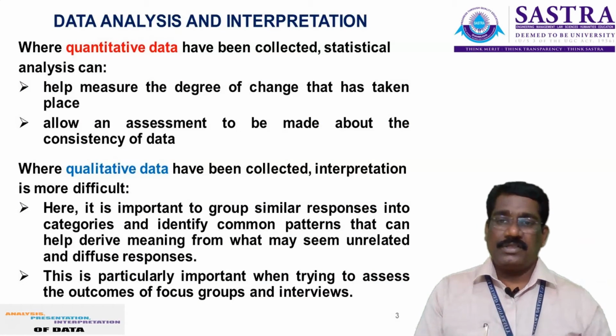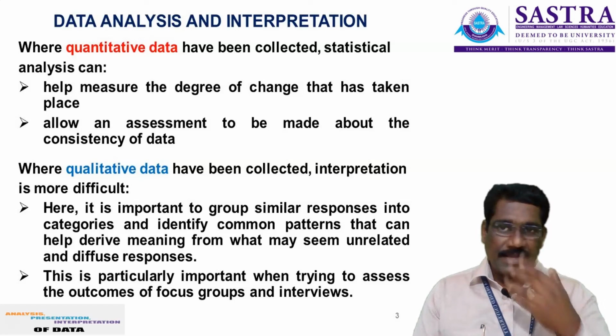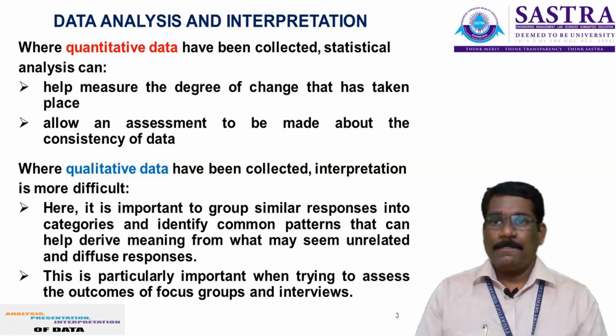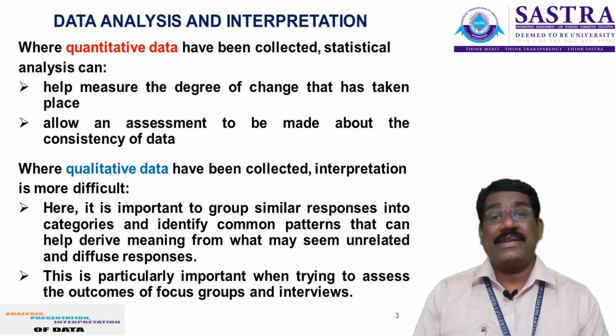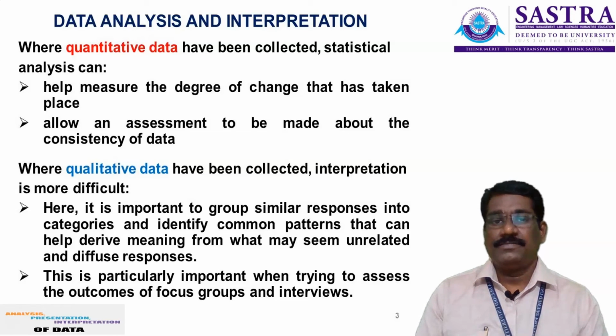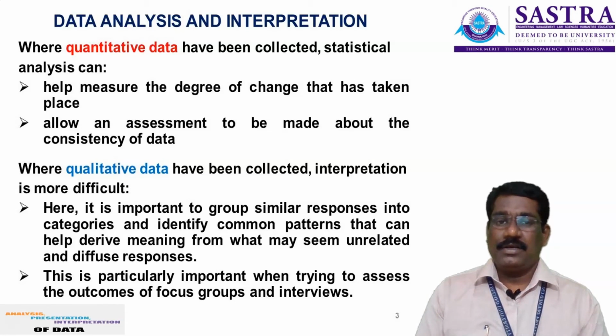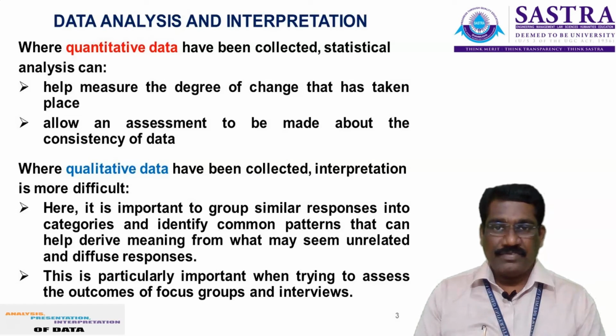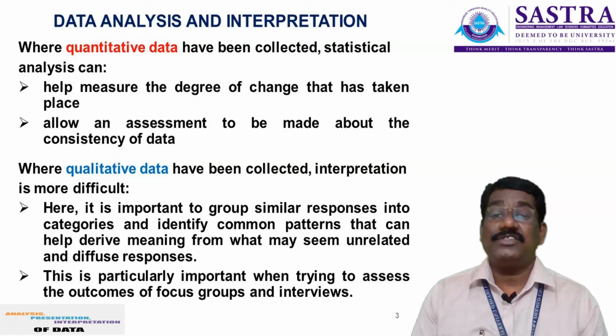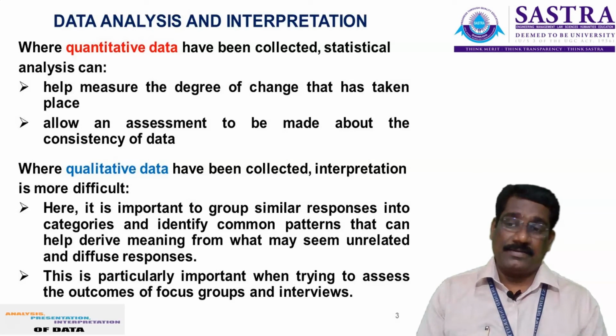When you talk about the next step in data analysis and interpretation, there are two kinds of data: quantitative data and qualitative data. Quantitative data have been collected and statistically analyzed, since they have numerical values. It helps to measure the degree of change that has taken place, and it also allows an assessment to be made about the consistency of the data.